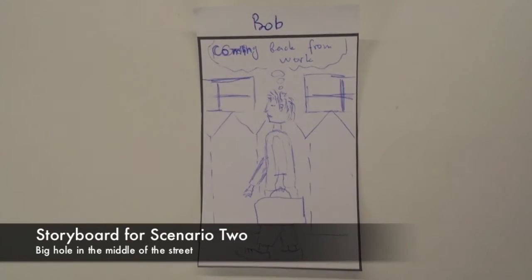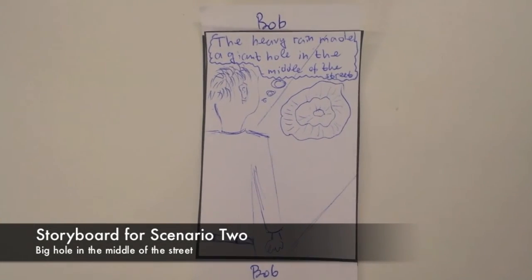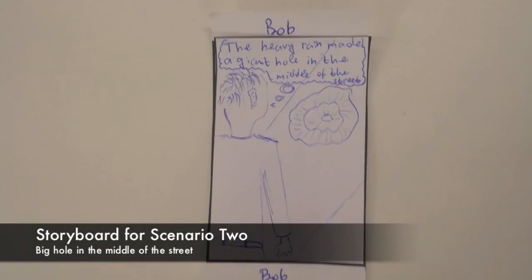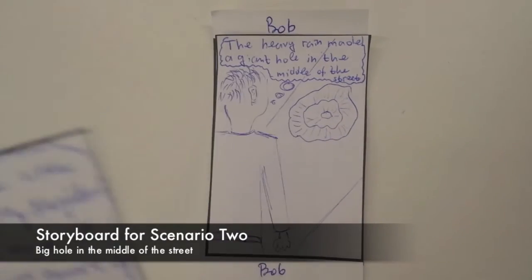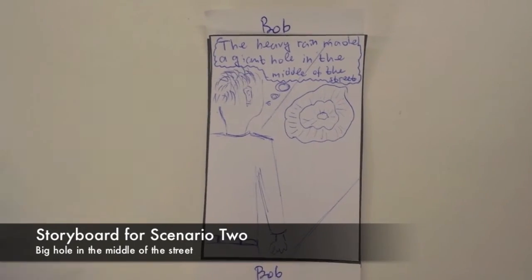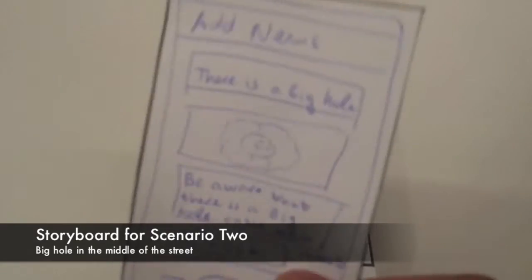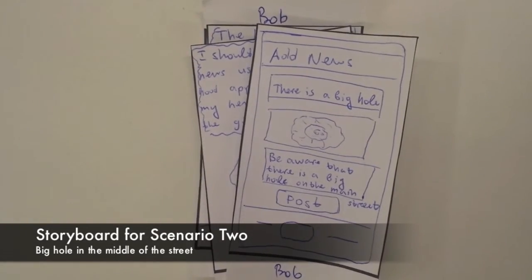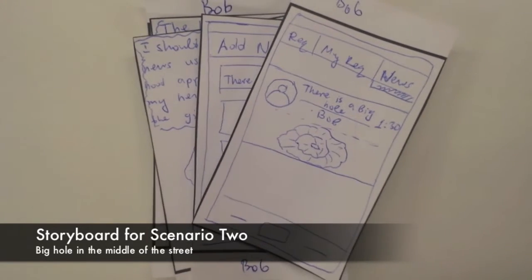Hi, I'm Bob. After a long day at work, I just want to go home. So I've been walking down the street and what I see is a big hole that came from all the rain that's been lately showering. So what I decide, of course, is that I want to share it with all of my neighbors. First, I take out my phone, I take a picture of it, and then I post the news about it in order to raise awareness of the hole so that everybody else can see it afterwards.